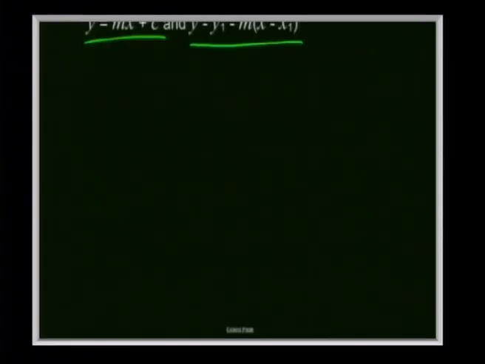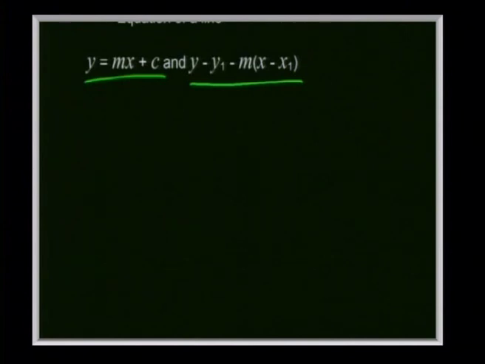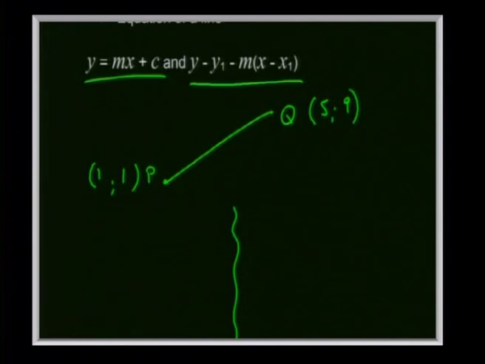Well, let me set up a little diagram first of all. There is a line, and I'm going to call my line PQ. And P will have the coordinates 1, 1, and Q will have the coordinates 5, 9. The first thing I'll have to do, if I'm using y equals mx plus c, is to work out my slope. So, how do we do that? Use the equation for the gradient.